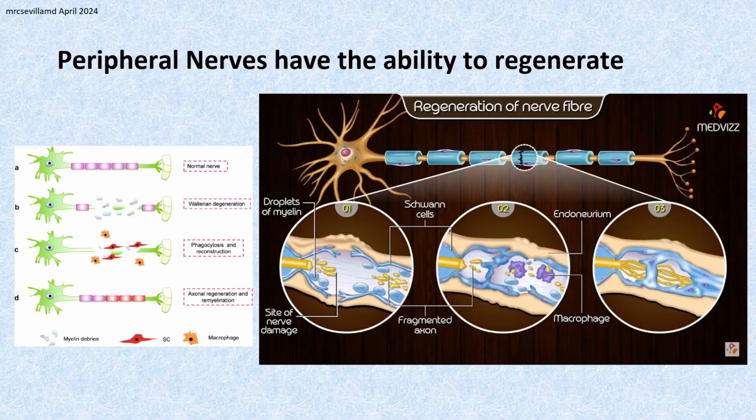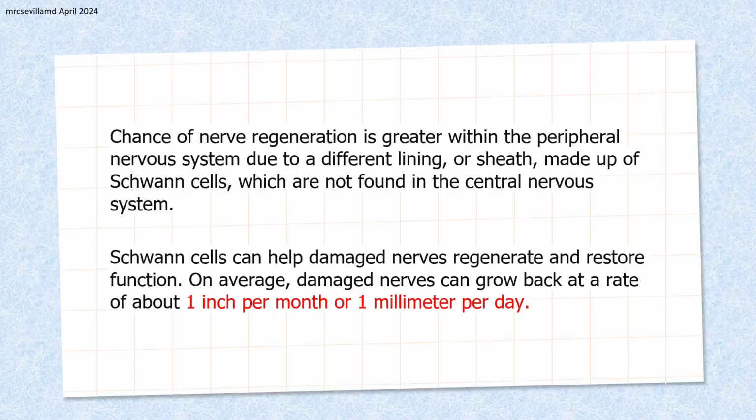Interestingly, the peripheral nerves do have the ability to regenerate and reconnect, given an optimal environment. It is the presence of Schwann cells in the nerve sheath, which helps the nerves recover and restore function. On the average, damaged peripheral nerves can grow back at a rate of about 1 inch per month or 1 millimeter per day. With that in mind, there may be hope to reverse the progression of the neuropathy if caught early enough. So, what can be done?